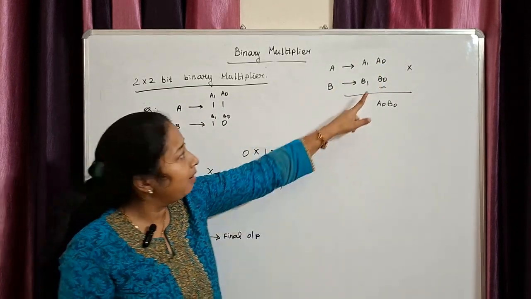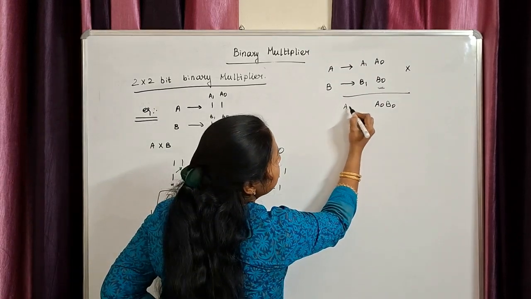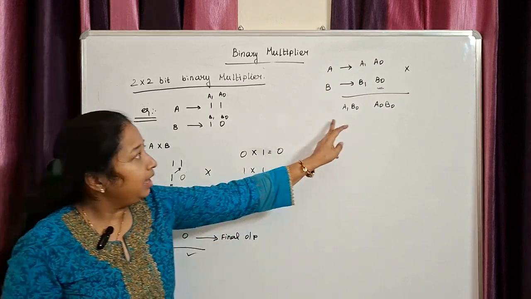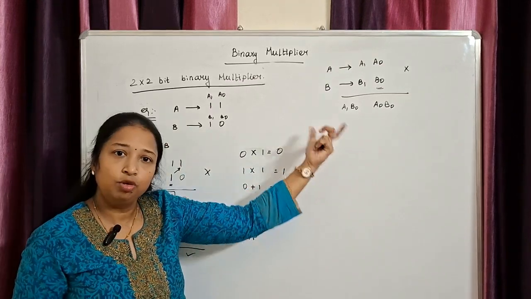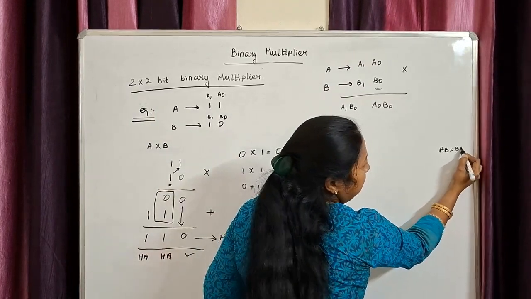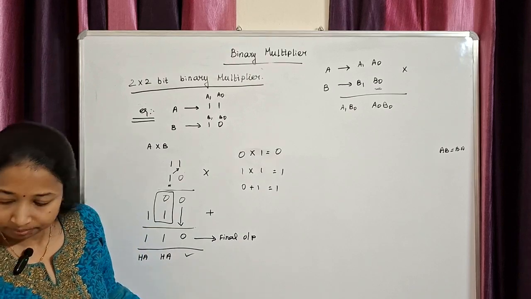What is my next step? I have to do a multiplication of A1 with B0. So, do the multiplication A1, B0. Is it clear? A1, B0 or B0, A1, both are one and the same. AB is the same as BA. Both are one and the same. You can write it any way. Clear?